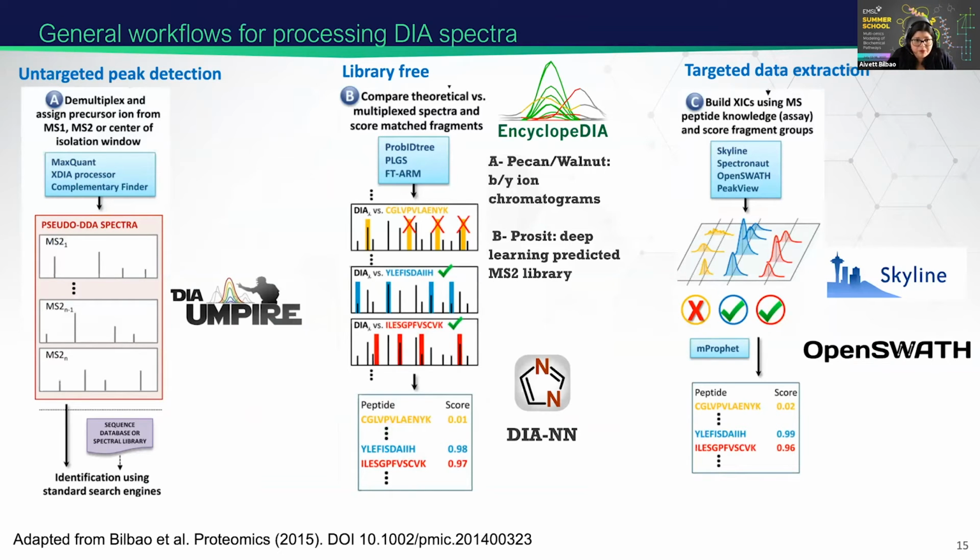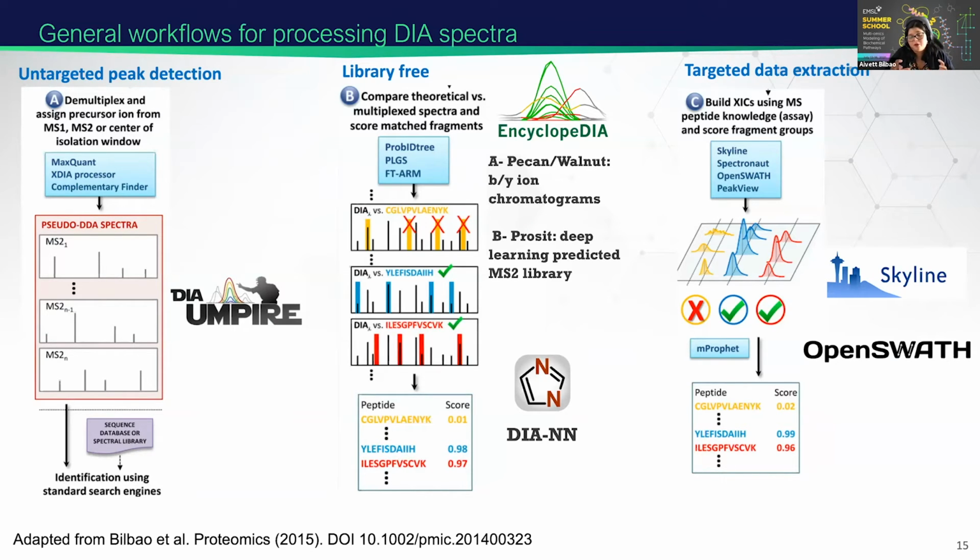The general workflow for processing DIA spectra, mainly we have three steps. And the first one, the software basically takes all the DIA spectra and performs an untargeted feature detection, and then deconvolutes or groups the precursors and the fragments based on the isolation profiles. Remember, we have chromatograms for the fragments, chromatograms for the precursors, so then we can group them according to the similarity of those profiles. For example, DIA Umpire is a tool that performs that.